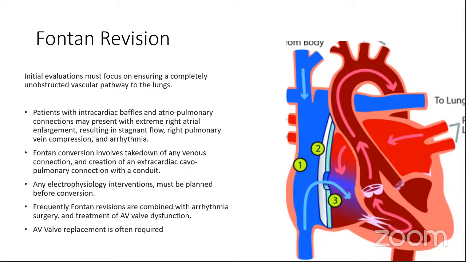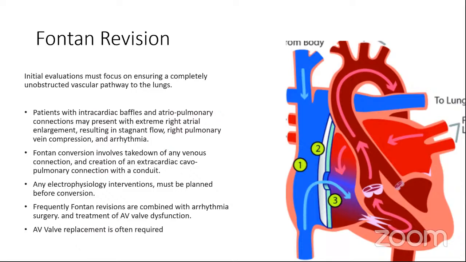Patients with intracardiac baffles and atriopulmonary connections may present with extreme right atrial enlargement, resulting in a stagnant flow, right pulmonary vein compression, and arrhythmia. Fontan conversion involves takedown of any venous connection and creation of an extracardiac cavopulmonary connection with a conduit.